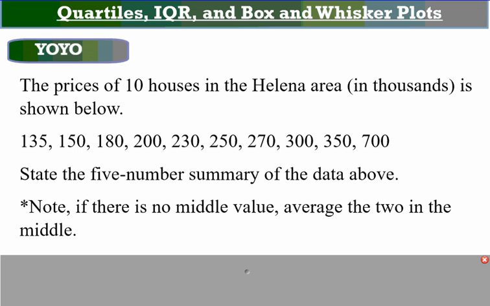I'm going to ask you to try it. So, the following are the prices of 10 houses in the Helena area in thousands, as shown below. So, it varies between $135,000 to $700,000. I'd like you to state the 5-number summary of the data above. And also note, if there is no middle value, the average of the two in the middle acts as the middle value. So, pause the video now, come back once you've had a chance to try it, and see how you did at finding the 5-number summary for this data set.